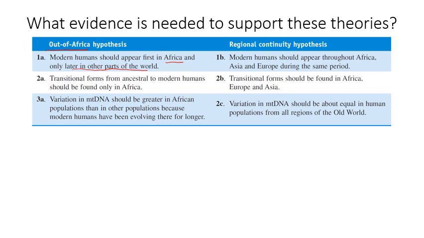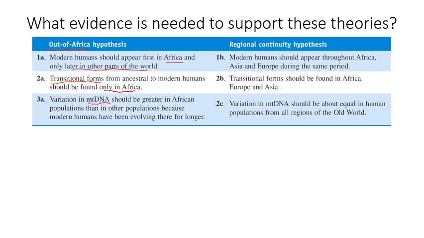Okay, we would also expect to see those transitional fossils moving from the ancestral genus Homo to modern day humans only in Africa. We wouldn't expect to see those transitional fossils anywhere else in the world. And we would expect to see the mitochondrial DNA in African populations to be consistent with what we are seeing in modern day humans, and that those African populations have the greatest variation.